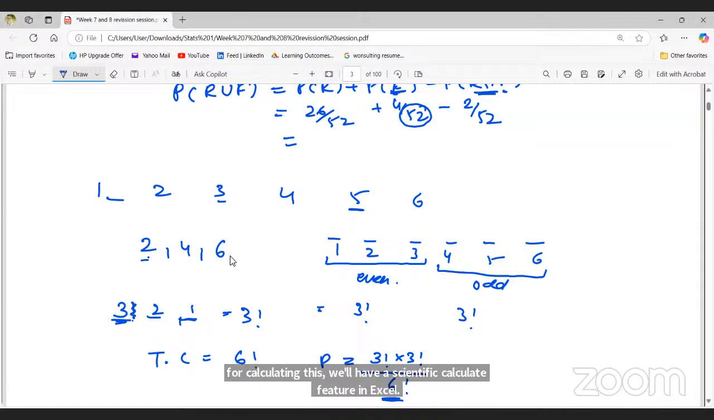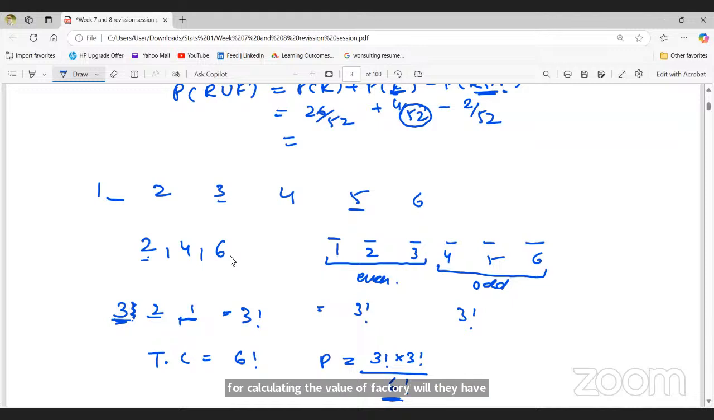For calculating the value of factorial, will we have it directly in the calculator? I don't think so. It would be a basic calculator only, so you have to just open it and solve it.